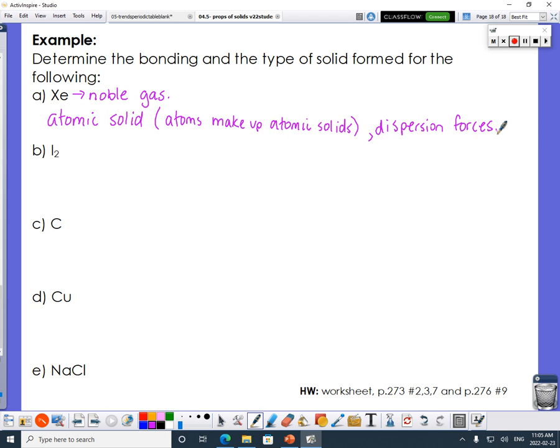Okay? Now, this is also something special. What is iodine? I2. Why is it I2? Yeah, and we call that something. Good. A diatomic molecule. And then you're like, oh yeah, okay, that's a molecule. That's molecular.